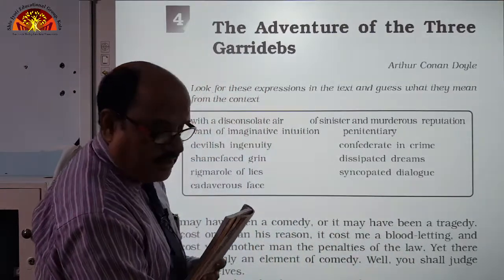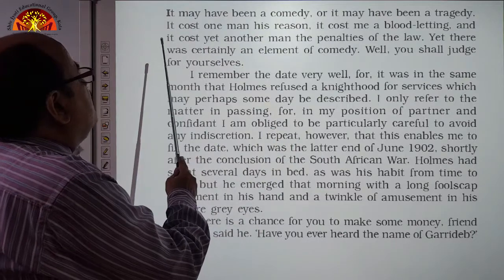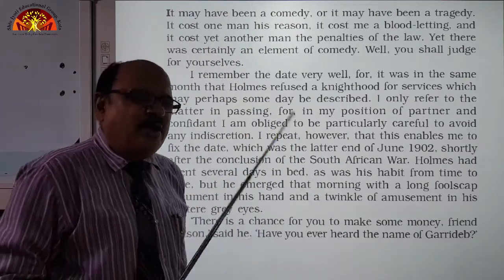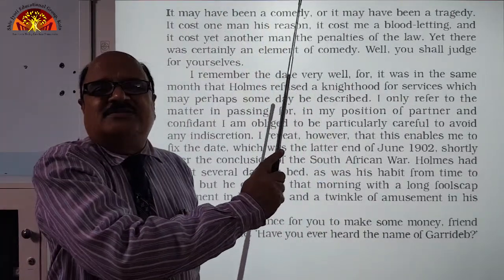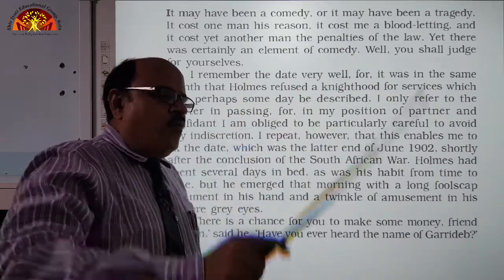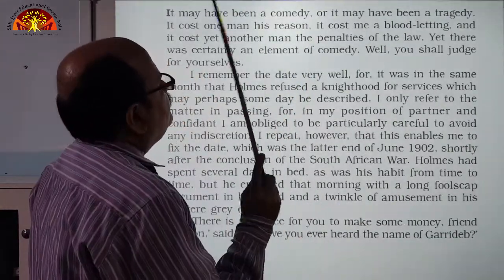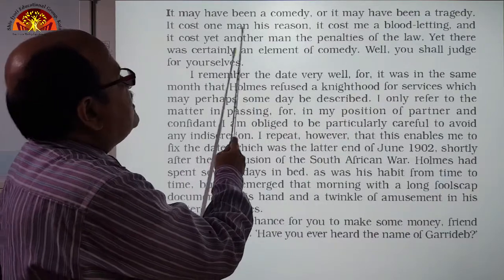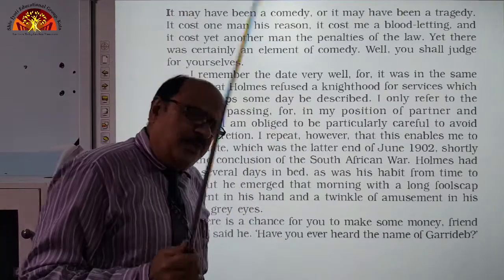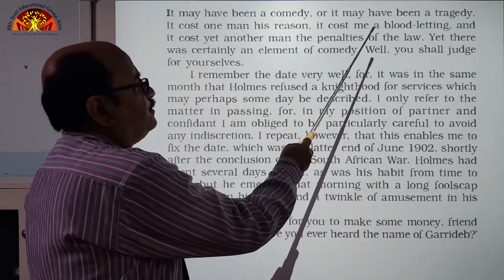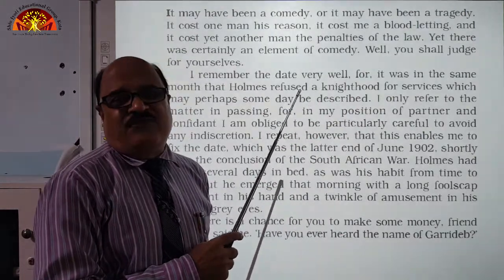You can see here on the screen: it may have been a comedy or it may have been a tragedy. It cost one man his reason. It all depends on your perception, whether you take this chapter as a tragedy or as a comedy. It depends on how you read this chapter and what meaning and conclusion you derive from it, right? It cost me a bloodletting and it cost yet another man the penalties of the law. Yet there was certainly an element of comedy, in my opinion. Well, you shall judge for yourself. So, it all depends on you, what you take it for, right, students?